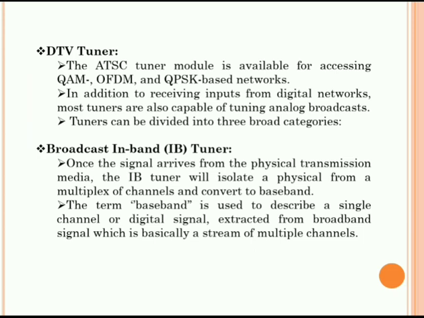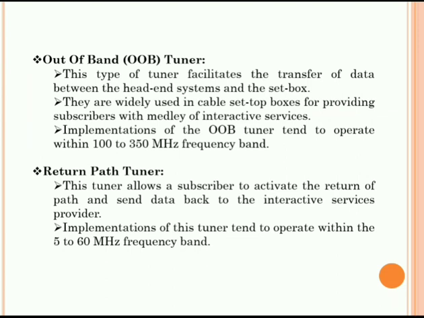Means we are having a multiplexed signal, and from that multiplexed signal, a particular signal is extracted and converted into the baseband signal. The term baseband is used to describe a single channel or digital signal that is extracted from the broadband signal, which is basically a stream of multiple channels. Means whatever signal is to be transmitted from the transmitter, that particular signal is extracted from the stream of channels. The second one is the out of band tuner.